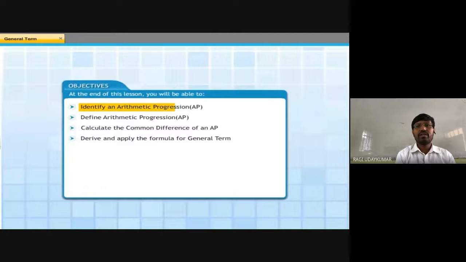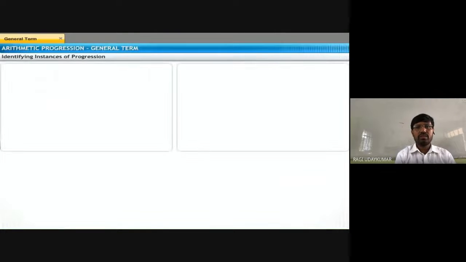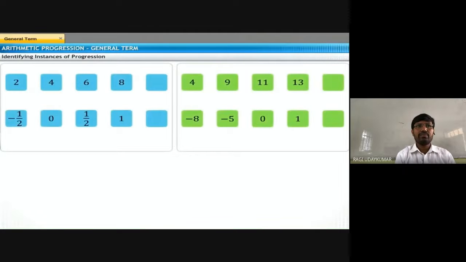So here we are going to learn identifying an arithmetic progression, defining the arithmetic progression, calculating the common difference of an arithmetic progression, and deriving and applying the formula of the general term. These are the things we are going to learn in this chapter. So first, identifying the instances of any progression.